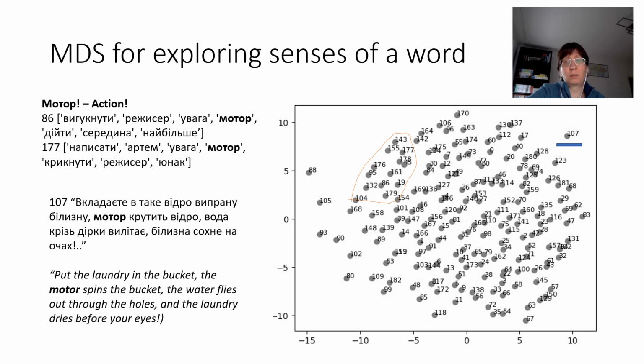And another example, here we have a group of values which together are about a specific meaning of engine, which is similar to English action. When a movie is being shot, a director usually uses the word action to start the recording of the video. In Ukrainian, the word motor, engine, is used for the same purpose, and we have some context lines here, and they are quite close to each other.